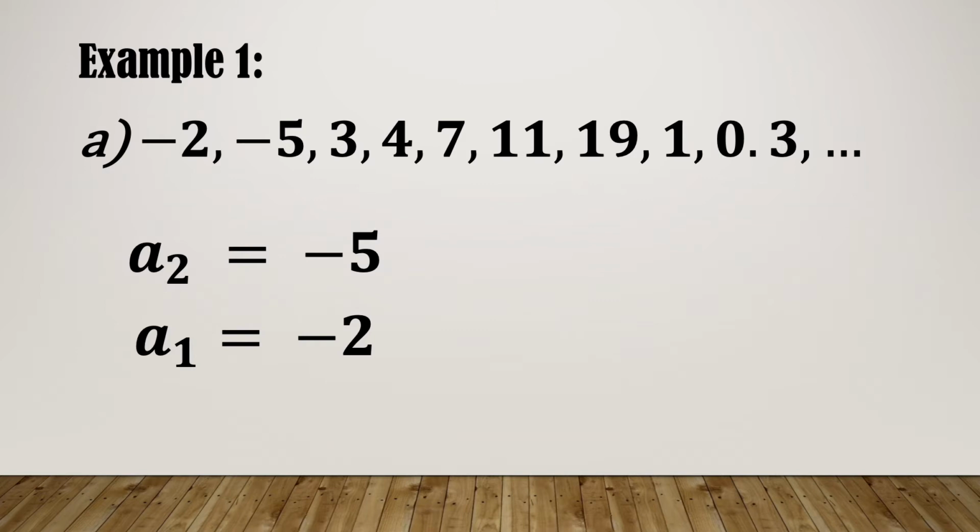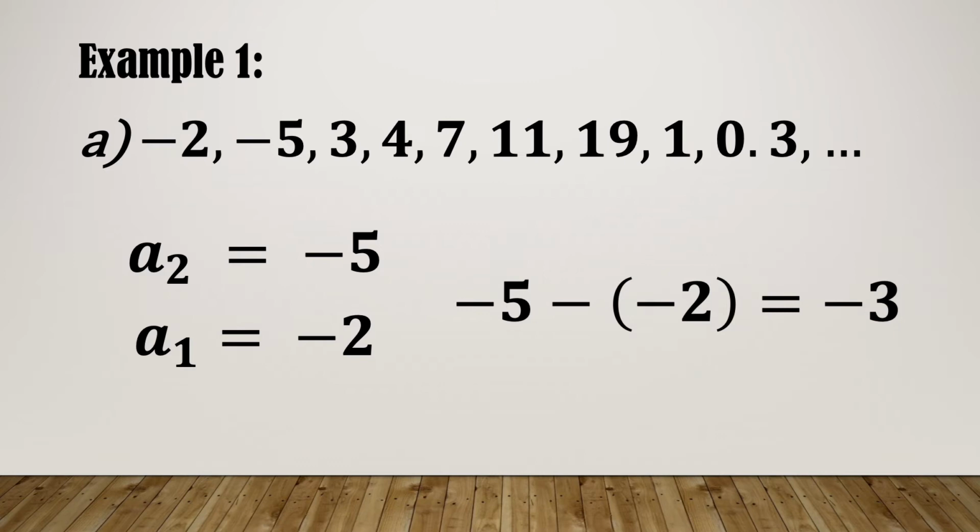So, example number 1. -2, -5, 3, 4, 7, 11, 19, 1, 0.3. Determine whether the sequence is an arithmetic sequence or not. Check whether the differences between consecutive terms are constant. First, find the difference between the second term and the first term. Our second term, a sub 2, is equal to -5. Our a sub 1, or the first term, is equal to -2. So, let's find the difference. -5 minus -2 is equal to -3.